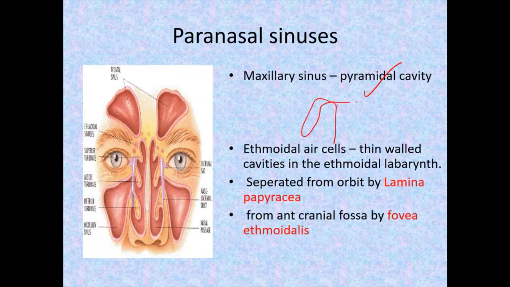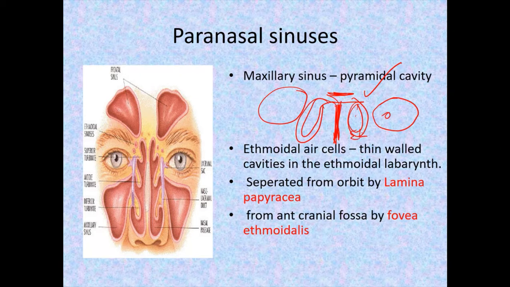The ethmoid sinus is just like a weighing machine. The central one will be leading to the perpendicular plate of ethmoid. Here will be the cribriform plate, and here will be the labyrinths on either side. These will be the orbits, and this will be the ethmoidal labyrinths. They call them ethmoidal labyrinths on either side.